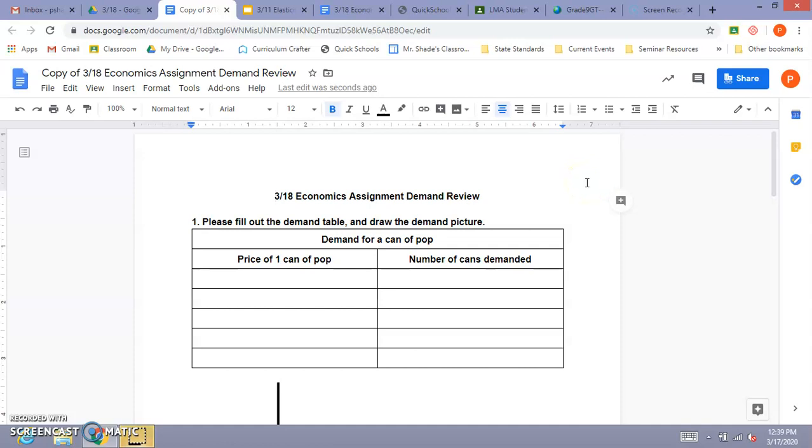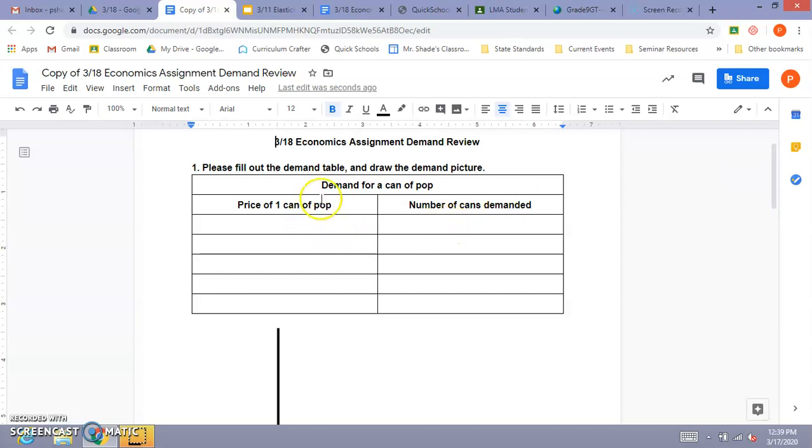Hey everyone, this is your economics assignment for Wednesday, March 18. We are going to review some of the aspects of demand that we've been talking about over the past few weeks in class. The first one is you're going to need to demonstrate the law of demand using this example here, the demand for a can of pop.